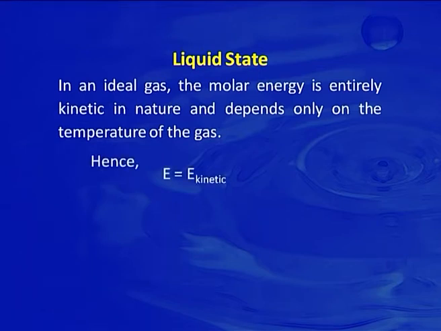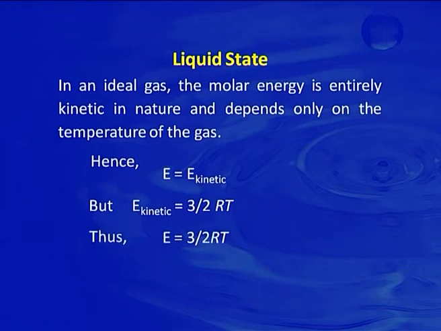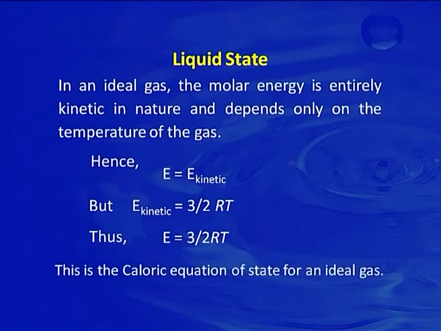In the gas, there is no potential energy. All the molecules are moving, so there is kinetic energy. E is equal to E kinetic, but E kinetic is equal to 3 by 2 RT. Thus, E is equal to 3 by 2 RT. This is the caloric equation of state for an ideal gas.